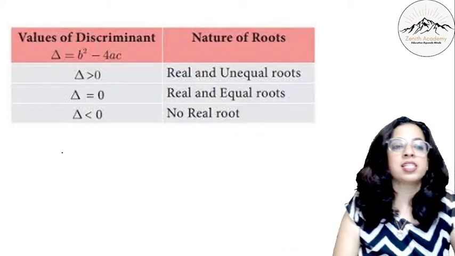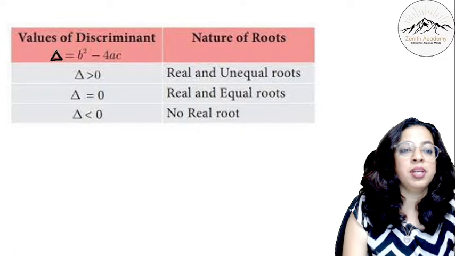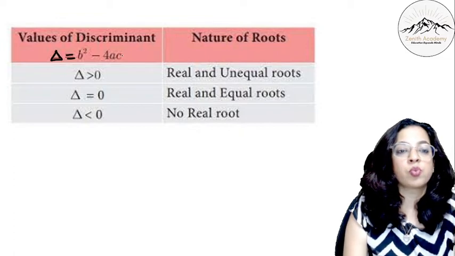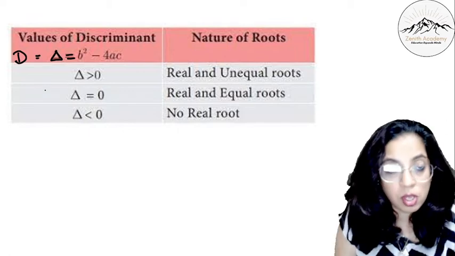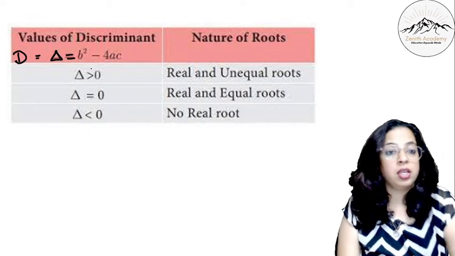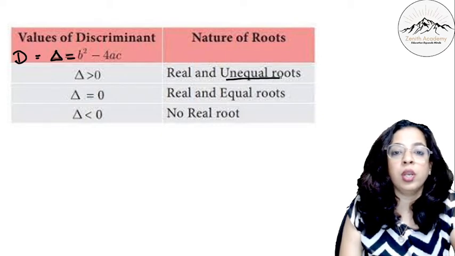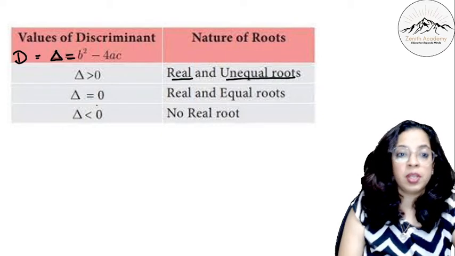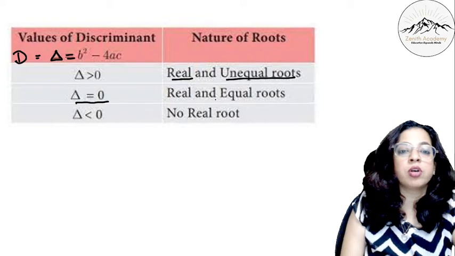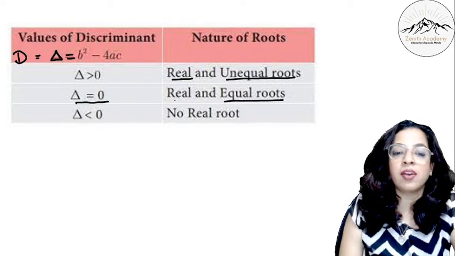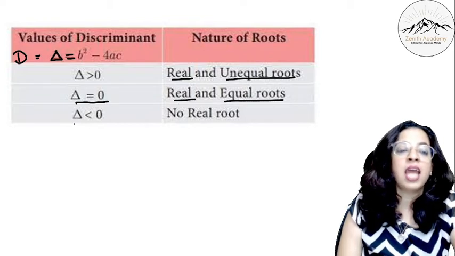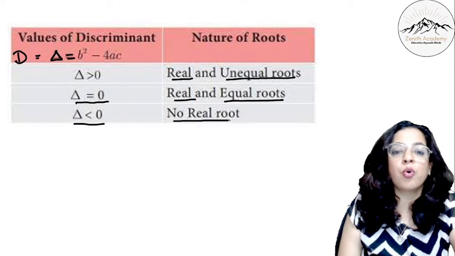So see, this is the discriminant. Discriminant is equal to b square minus 4ac. In some of the books it is given by capital D also, but mostly we will use triangle. So if this is more than 0, we know the roots are unequal and they are real. If this is equal to 0, the roots are equal and real, right? And if this is less than 0, then no real roots.